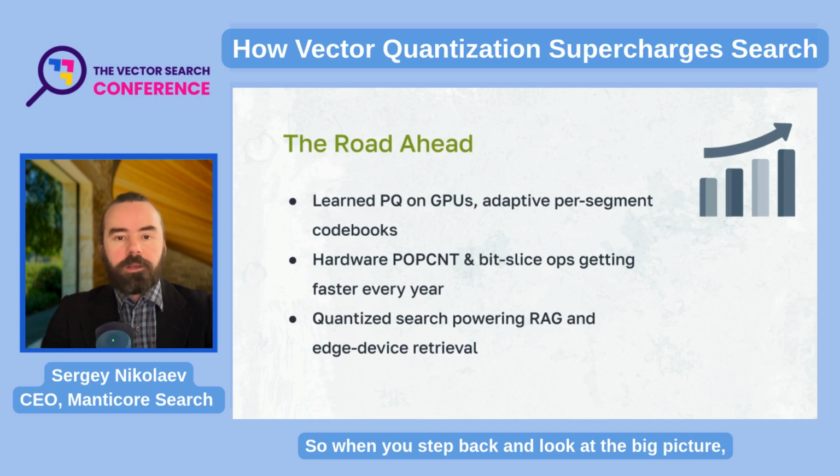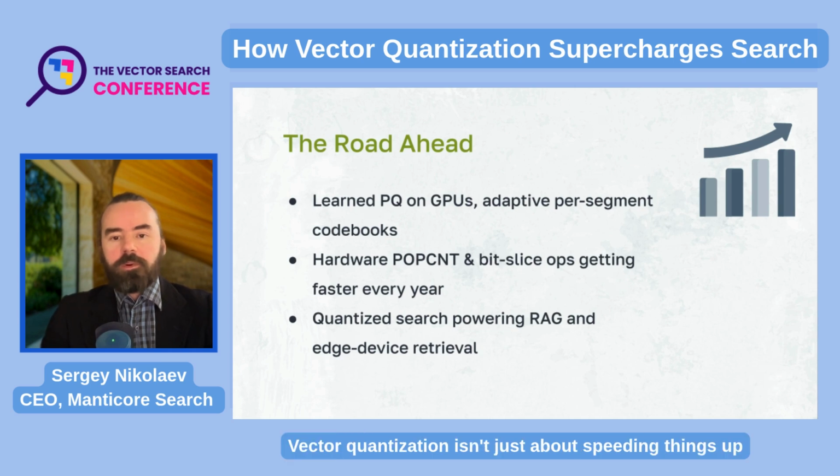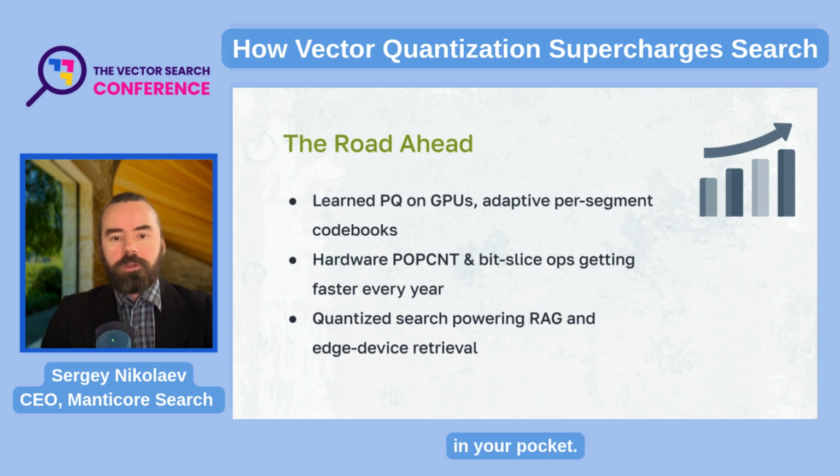So when you step back and look at the big picture, the trend is clear. Smarter codebooks, faster hardware, and more use cases than ever. Vector quantization isn't just about speeding things up in data centers anymore. It's heading toward making intelligent search common everywhere, from massive cloud LLMs to the phone in your pocket.